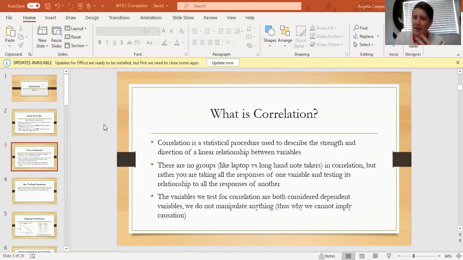But just to get into more of what correlation is, there aren't any groups that you're comparing, not in the same way that you would with, let's say, an independent samples t-test. If you also remember this example where we provide people with a laptop or pen and paper, and we have them take notes on a lecture, let's say an hour-long lecture, and we give them an exam after the fact. After they take notes on the lecture, they take a little quiz or an exam about the lecture material and see how well they did.